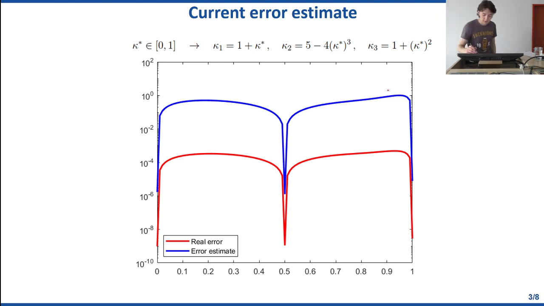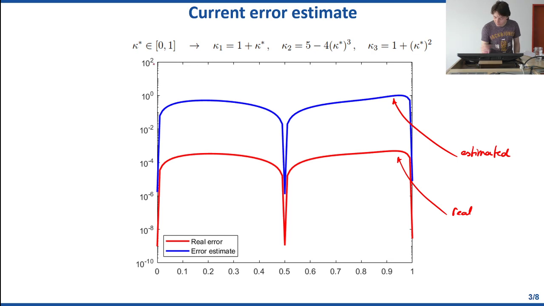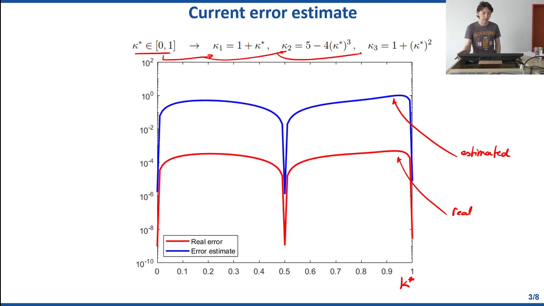Yeah, so this is the real error, and this was the estimated error. And as I said, what we're doing is going through this kappa star, and this kappa star is defining all the different material parameters in each of the different segments of our model problem. What we're seeing here is that the real error is clearly a lot lower than our estimate.